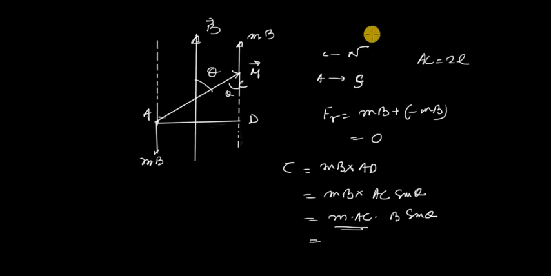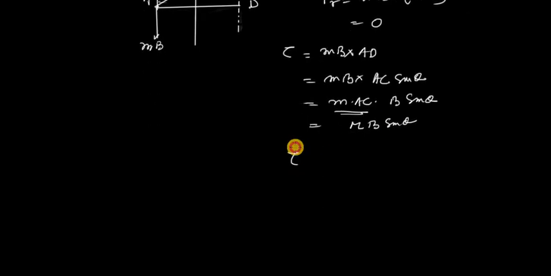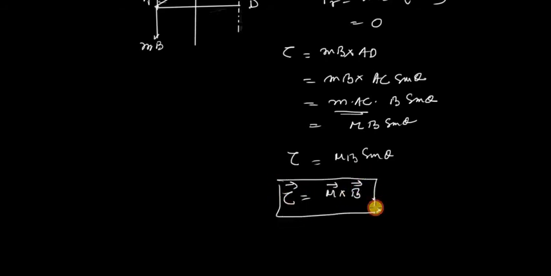So your expression now becomes m times AC times B sin theta, and m times AC, the pole strength times the separation, is called the dipole moment. So the torque is mB sin theta. In vector form, the torque is m cross B, because A cross B is AB sin theta. So this is your expression of torque.